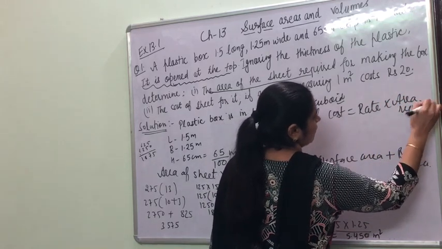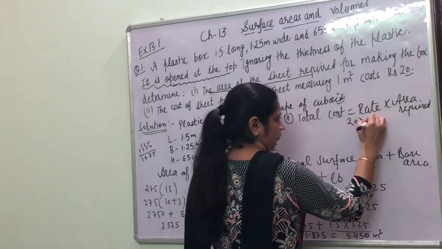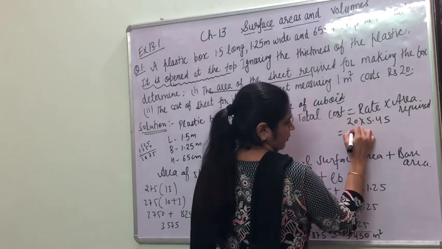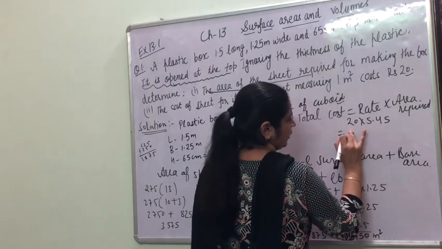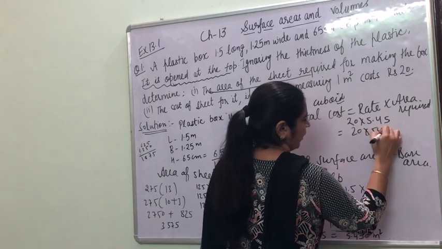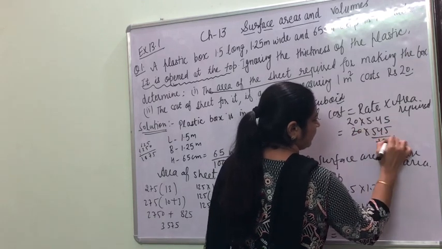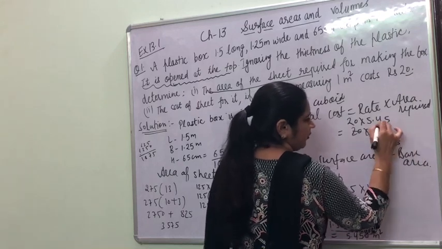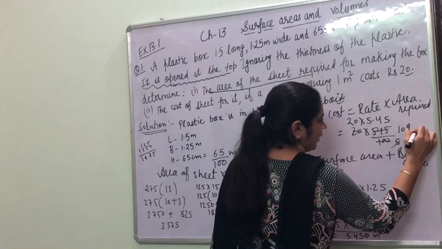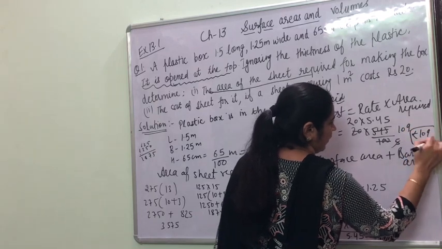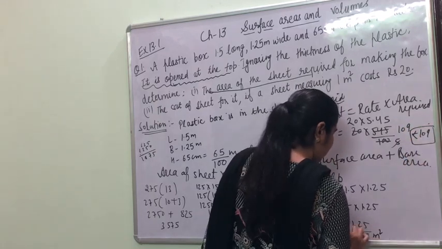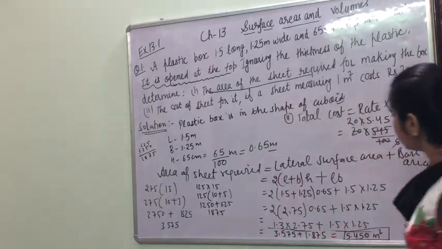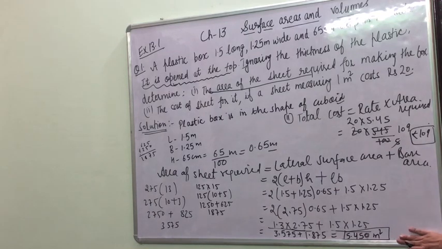Rate is 20, 5.45. 20 into 545 by 100, 5 twenties are 100, 5 and 545 we can cancel, 109, so rupees 109. Here I haven't written the answer statement. I haven't given the answer in the answer statement form, but you have to mention the answer statement.